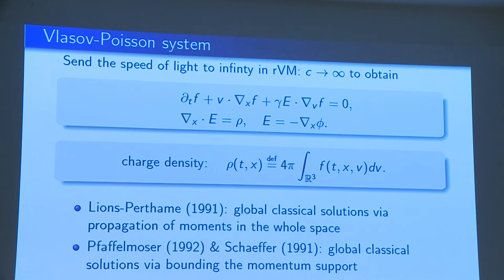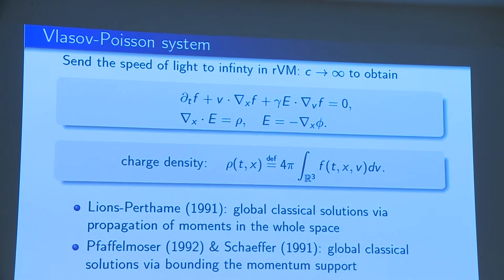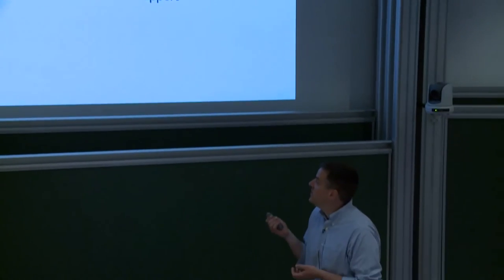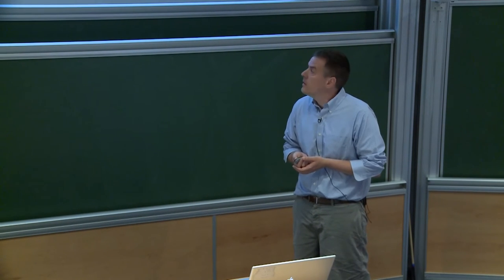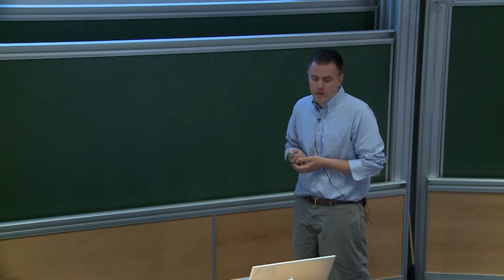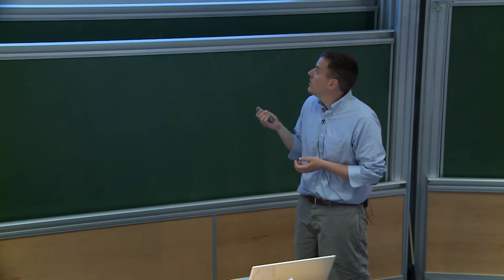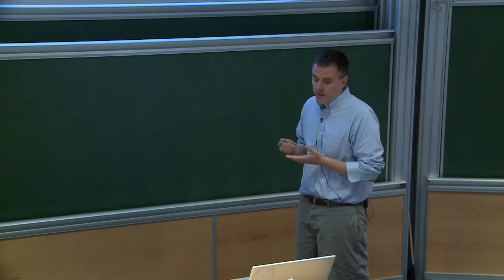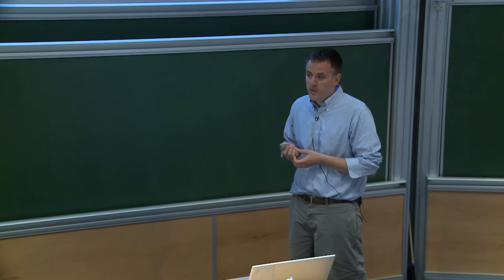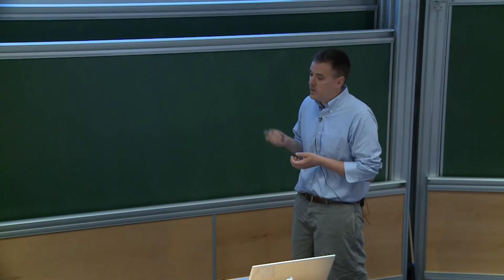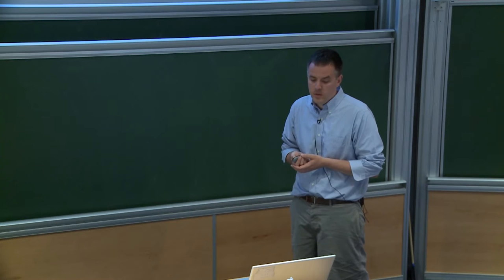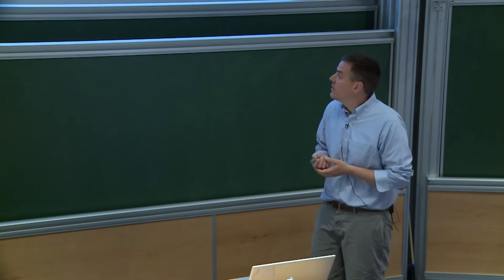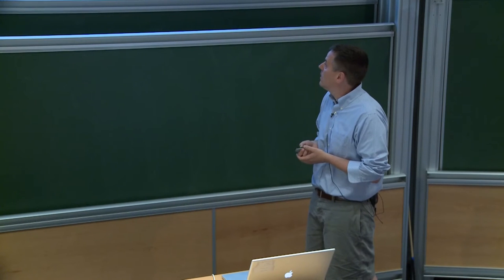So Pfaffenmoser is this very interesting guy who came out of the German school that I told you about before. This paper was his PhD thesis, and it took a long time to publish. He wrote very few other papers, and he's not in math anymore. And Schaefer simplified his proof. It's really much shorter, and he acknowledges that he was simplifying Pfaffenmoser's proof. Just because of the speed of the way things get published, his paper was published first.